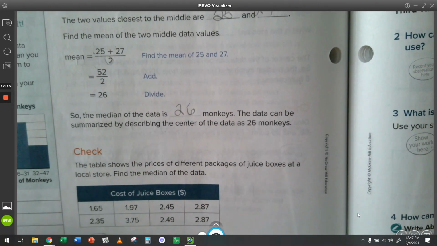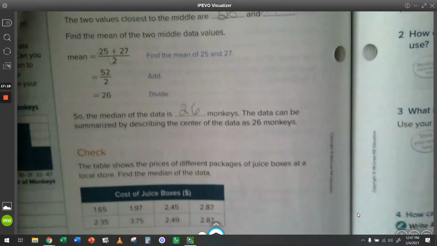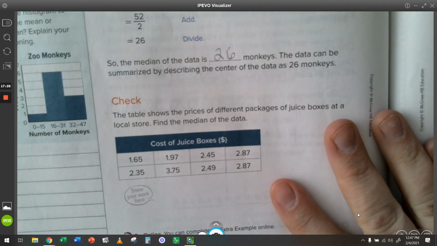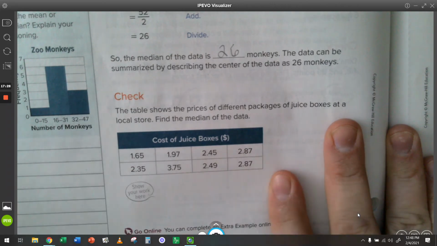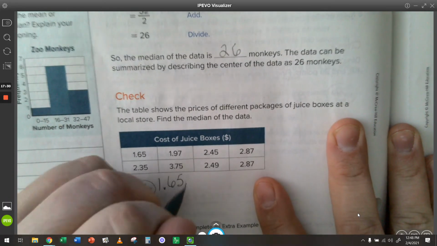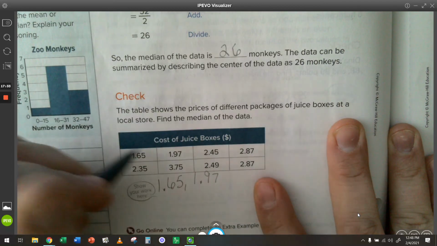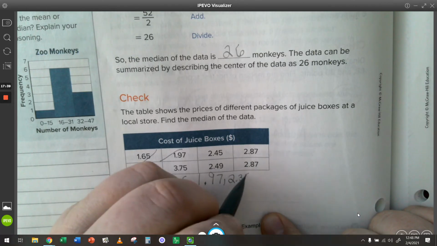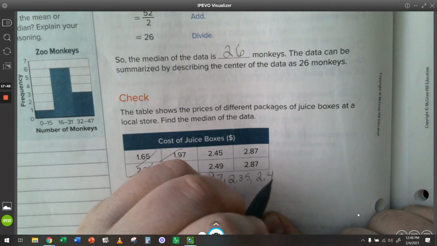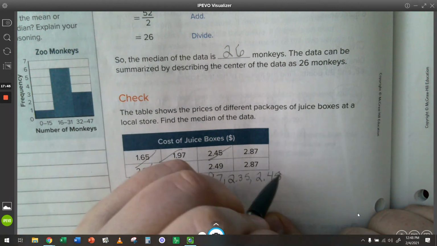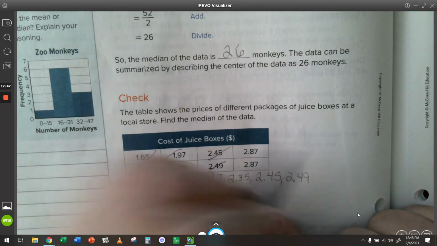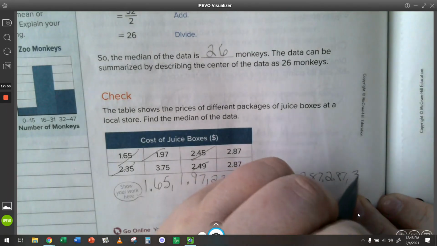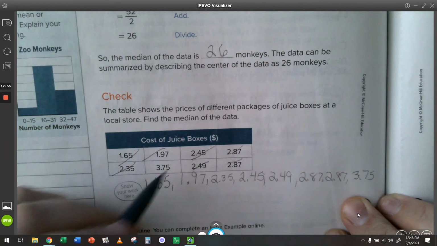So I'd like you to go ahead and try the check now. You can pause here, solve it on your own. We'll see how you did. All right, so remember, first step is to organize it least to greatest: 1.65, 1.97, 2.35, 2.45, 2.49, 2.87, 2.87, and finally 3.75, because these are costs. So there we go.